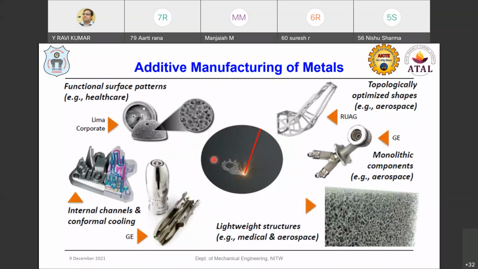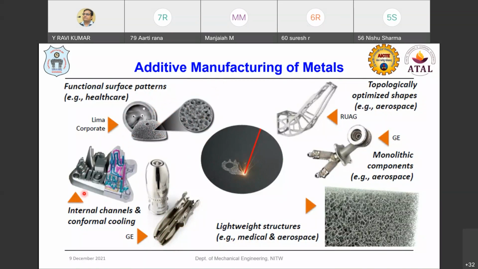Even with the metal additive manufacturing process, you can see here in the powder bed system what kind of parts, the functional parts, and the surface patterns can be made. You can see these kinds of surface patterns. Lima Corporation holds the patent for this kind of knee implants. These knee implants were patented by Lima Corporation, and with the EBM system, the electron beam melting additive manufacturing system, they have developed these implants.